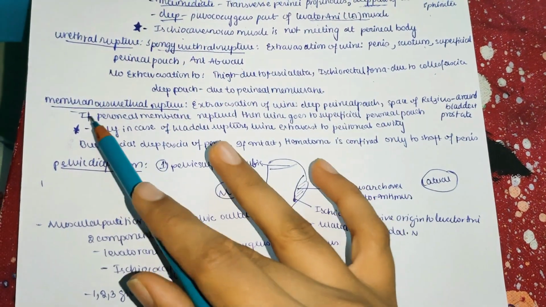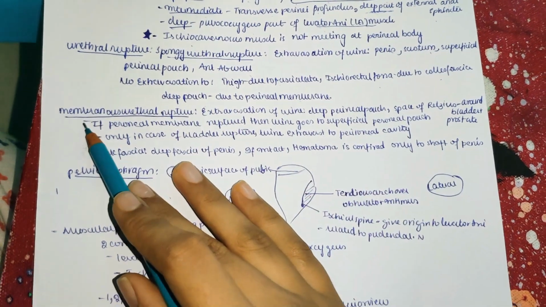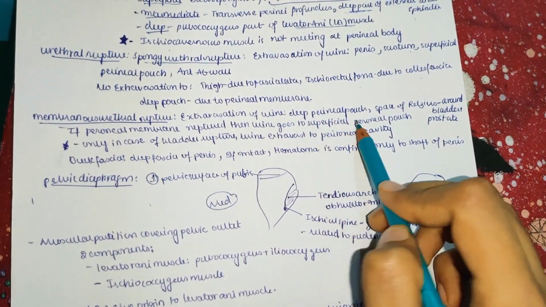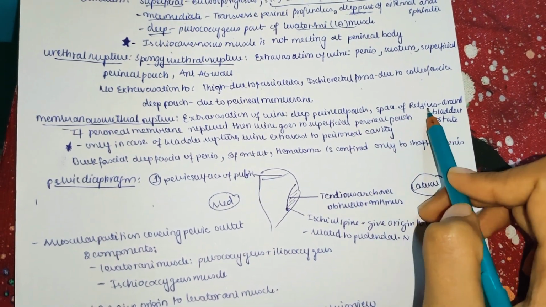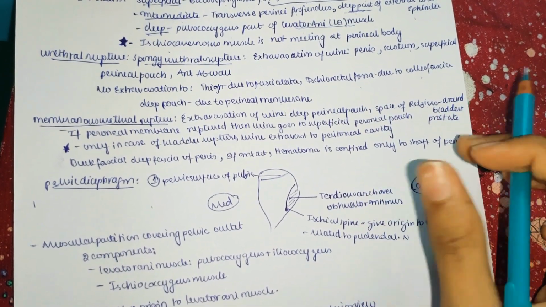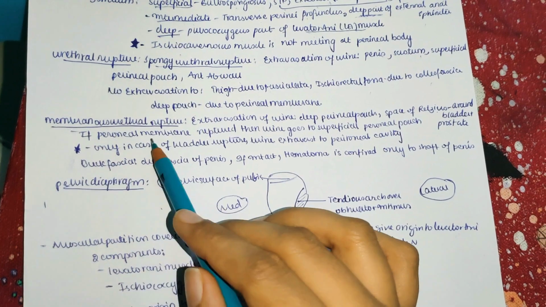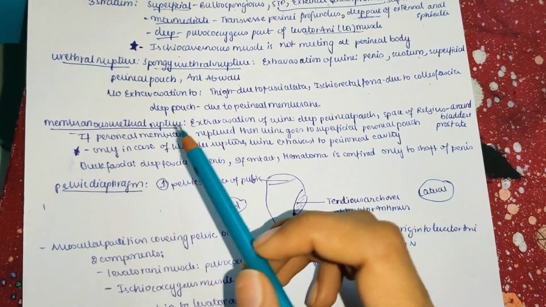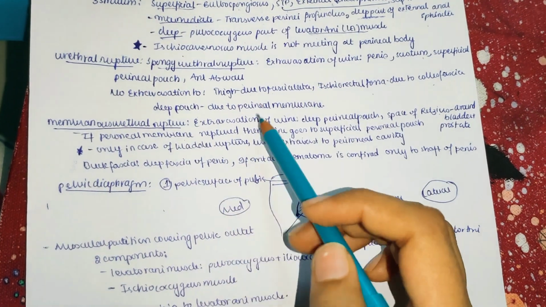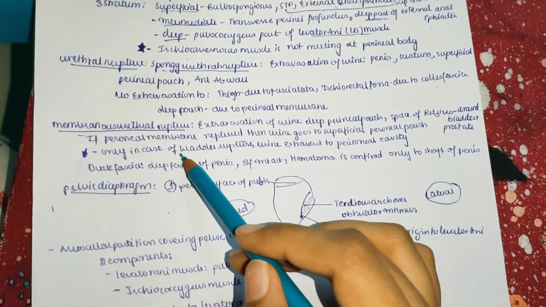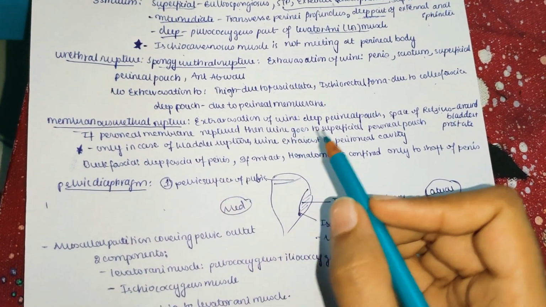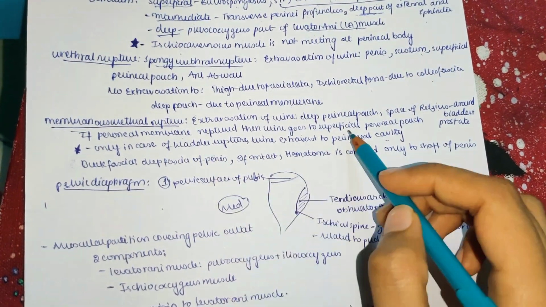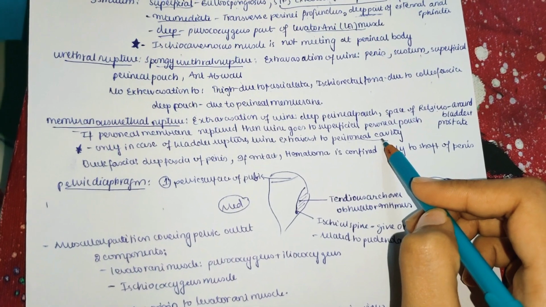So if there is a membranous urethral rupture, now we can understand membranous urethra is in the deep pouch. So now the extravasation of urine is in the deep perineal pouch, also to the space of Retzius, that is around the bladder and prostate. And also if the perineal membrane ruptures, then urine also goes to the superficial perineal pouch. So sometimes if it is deep, it may also go to superficial. Only in case of bladder rupture, urine will also go to the peritoneal cavity.